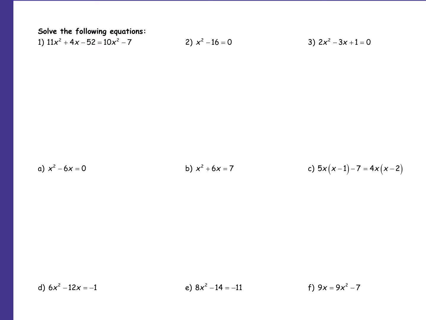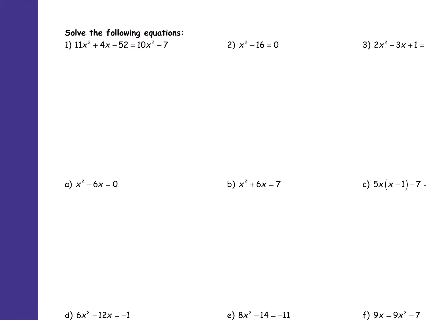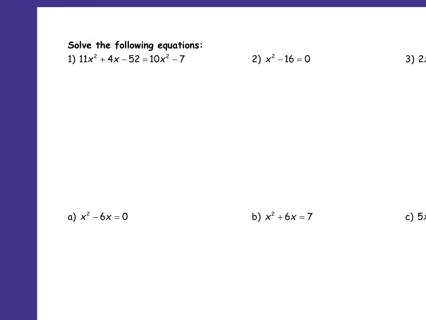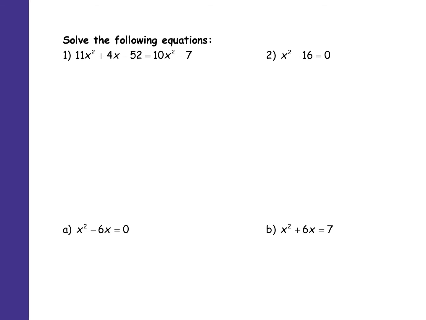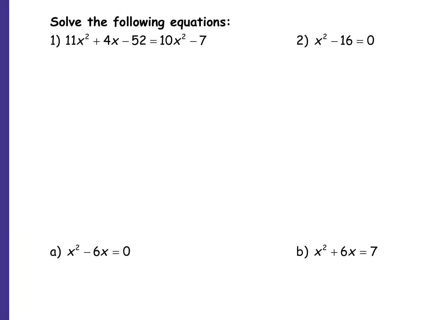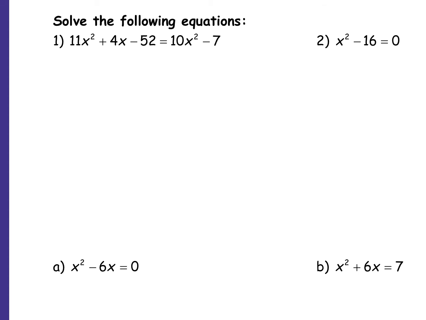So here we go. The main thing we need to do really is make sure everything's on the same side. We need to start out with everything on the same side of the equal sign, right? So I'm going to move everything. I'm going to make this big enough so everyone in here can see too. I'm going to move everything to the same side of the equal sign. So I'm going to subtract 10x squared and add 7.